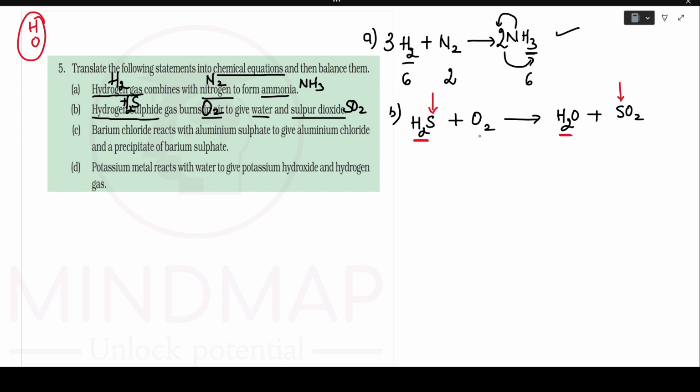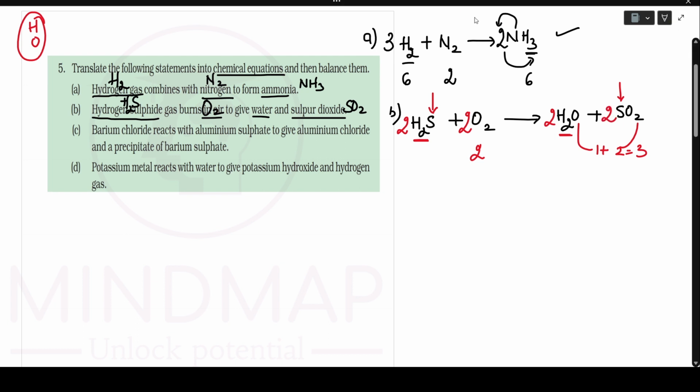Let's check oxygen now. Oxygen here is 2, whereas here it is 1 and here it is 2. So it is 3. So whenever you get an odd number like this, what you do is multiply the whole equation by 2. Let's multiply the whole equation by 2.